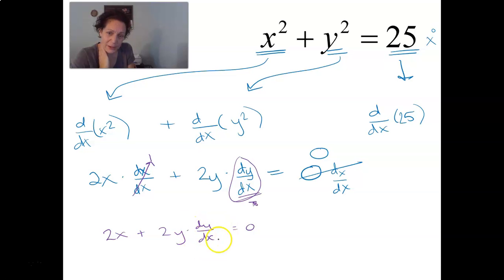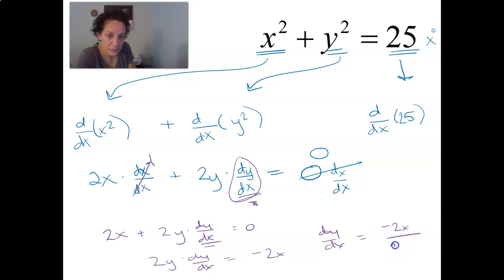But if this is bothering you, if this looks ugly to you, you can always replace dy/dx with some other symbol or variable and then solve for it. Just make sure in the end you write dy/dx equals. But we're just going to algebraically solve for this guy. So I'm going to take the 2x to the other side. And then I'm going to divide both sides by 2y. So I'm going to end up with dy/dx equals negative 2x over 2y. The 2's cancel. And you get negative x over y.